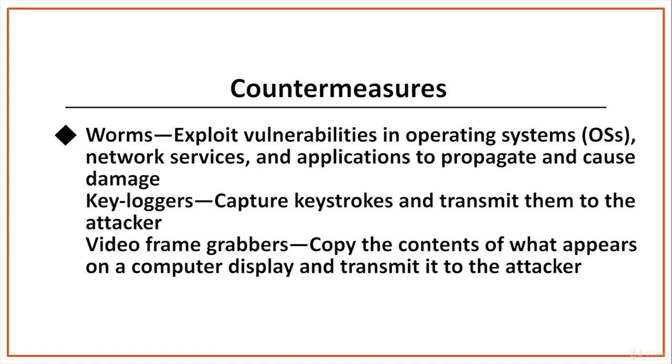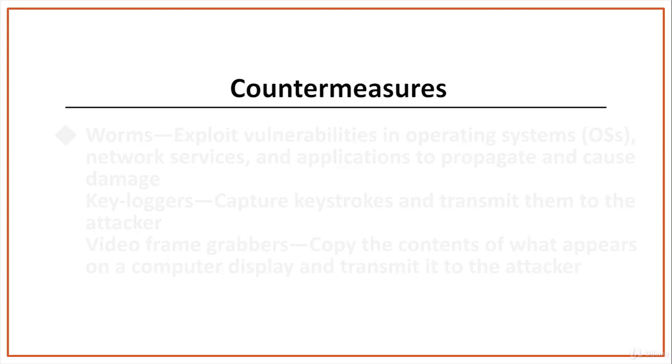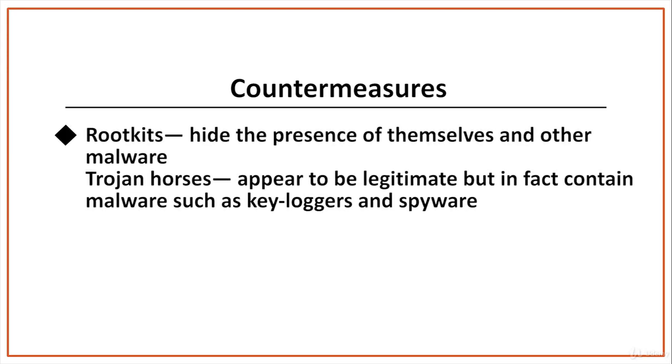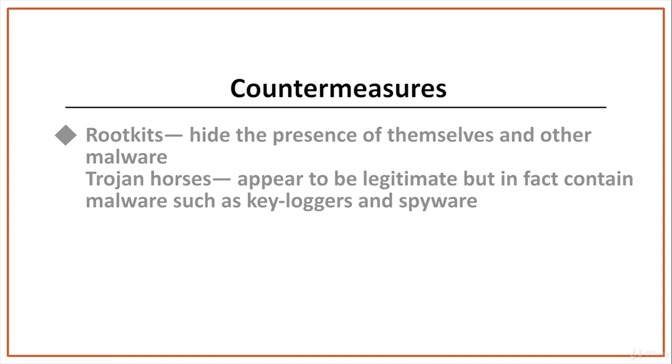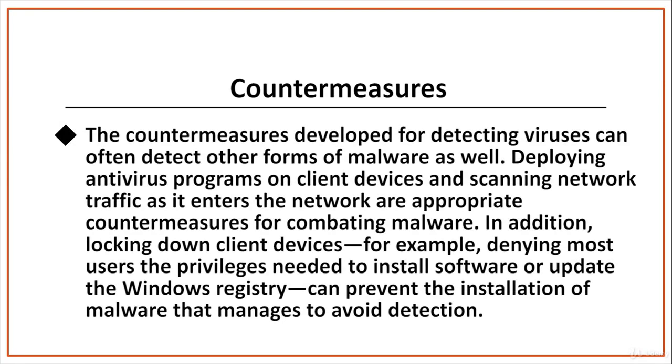Video frame grabbers copy the content of what appears on a computer display and transmit it to the attacker. Rootkits hide the presence of themselves and other malware. Trojan horses appear to be legitimate but in fact contain malware such as keyloggers and spyware. The countermeasures developed for detecting viruses can often detect other forms of malware as well.